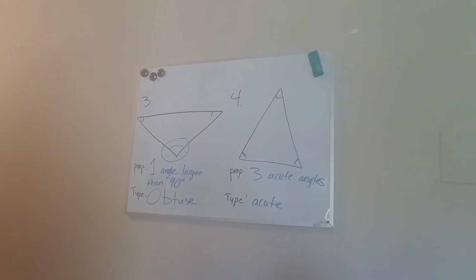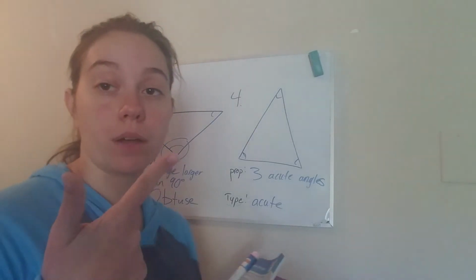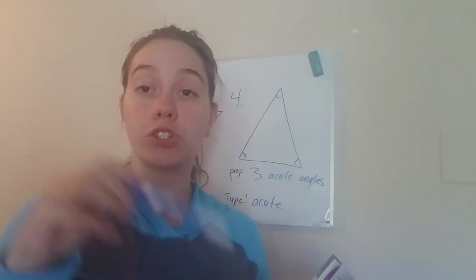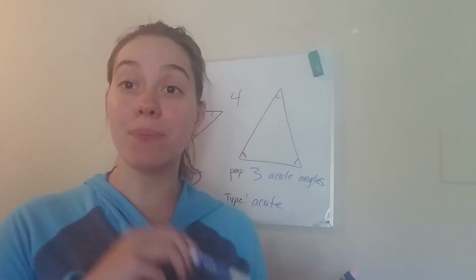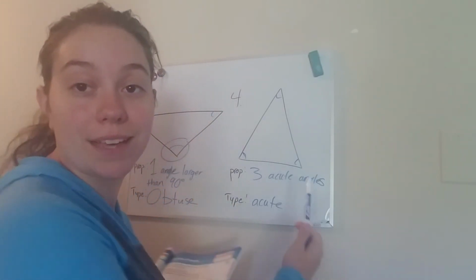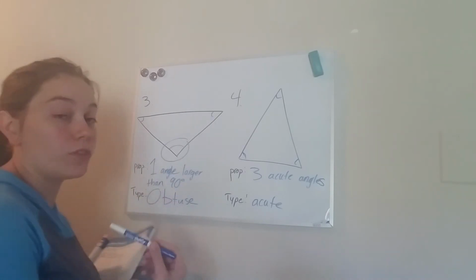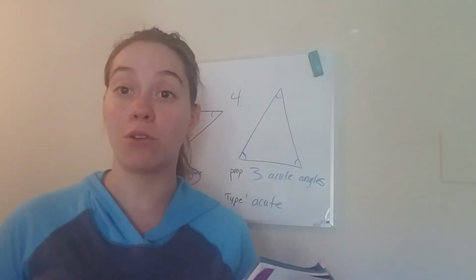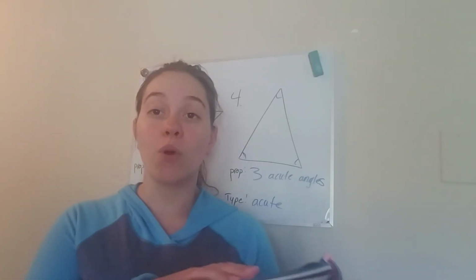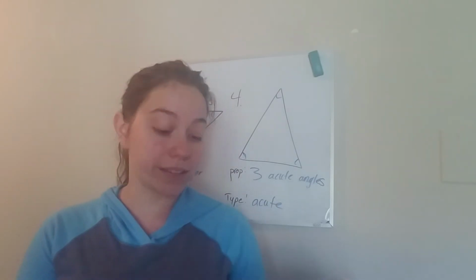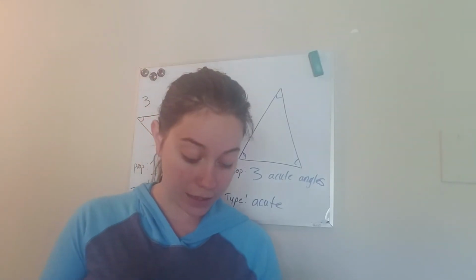Now I want you to do the try it. It says now try your own. Draw a triangle and name a property and a type of the triangle. You can pick. Do you want it to be acute, obtuse, or right? Then draw it and tell me what type and why it's that type. So the property: does it have 3 acute angles? Does it have one larger than 90 or does it have one right angle? Okay, so go ahead, look at page 58, okay?